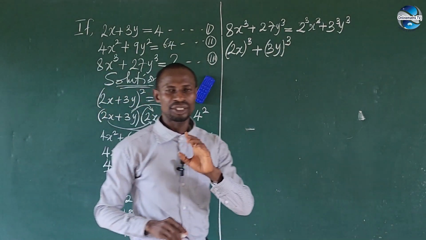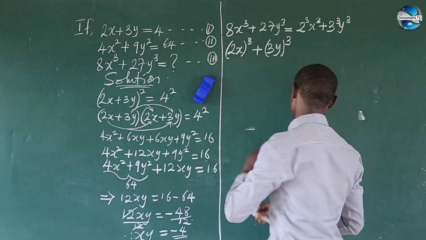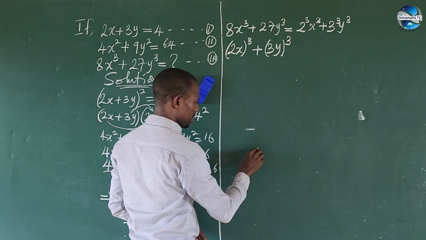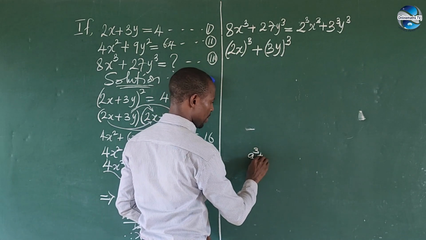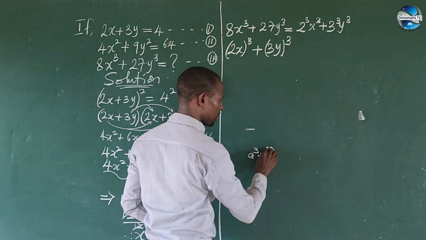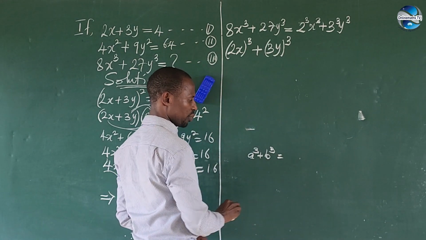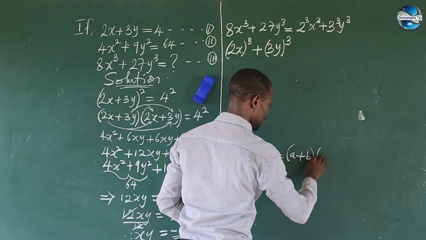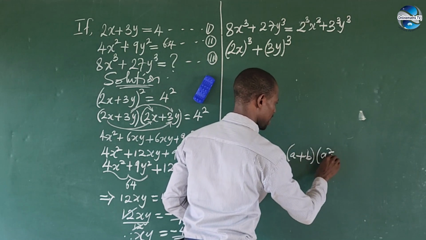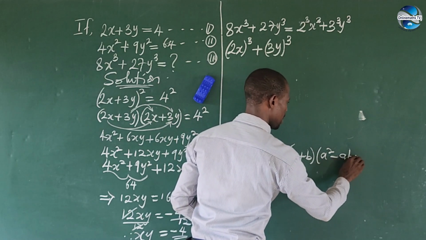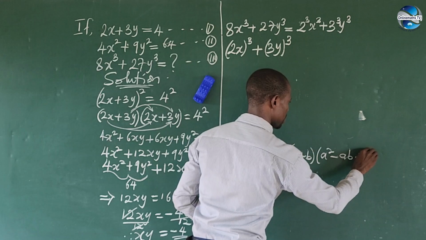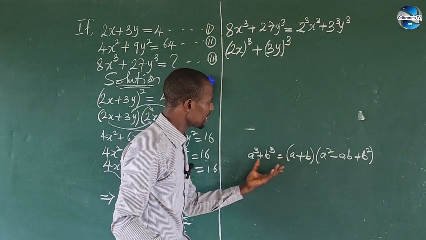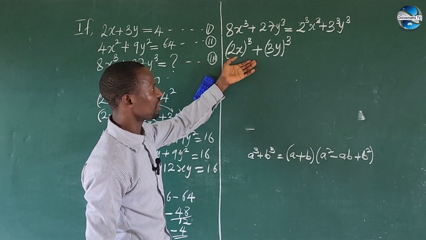Then recall our algebraic identity that says that if you have a to the power of 3 plus b to the power of 3, this is equal to (a plus b) times (a squared minus ab plus b squared). You remember this? So we can relate this to the expression we have here now.